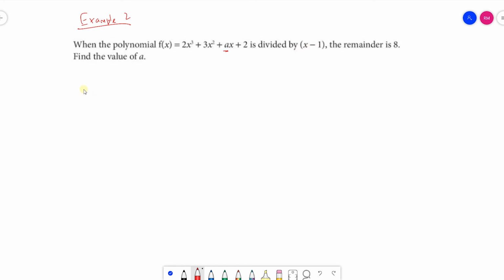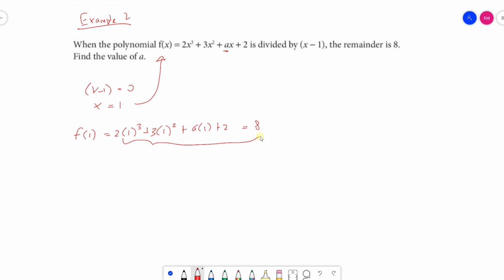From this, it's x − 1. If we make x the subject, we get x = 1, correct? So substitute this value into f(x) first. So f(1) gives 2(1)³ + 3(1)² + a(1) + 2, and the remainder is going to be 8. So just fill everything in and solve it as one equation to find a. 1 cubed times 2 is 2, plus 1 squared times 3 is 3, plus a times 1 is a, plus 2 equals 8.